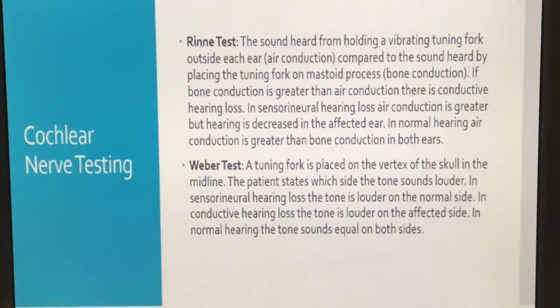In sensorineural hearing loss, air conduction is greater, but hearing is decreased in the affected ear. If someone has normal hearing, air conduction is greater than bone conduction in both ears.